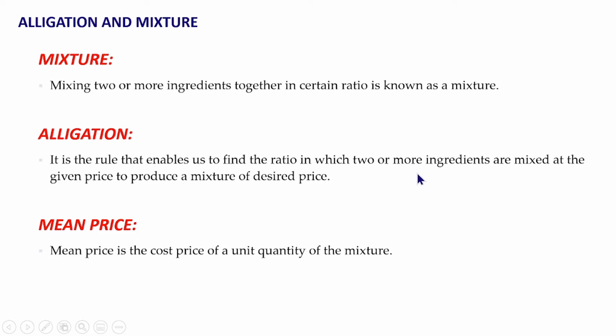The ingredients can be either of higher price or of lower price. So the ratio in which we have to mix these ingredients at the given price to produce a mixture of desired price is called alligation. Then coming to mean price. It is the cost price of unit quantity of the mixture. The final mixture that we obtain, the cost price of that mixture is called mean price.